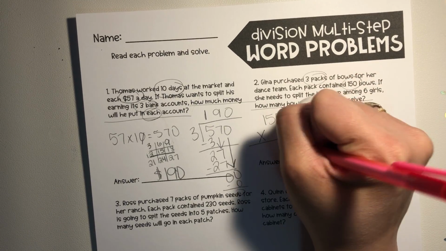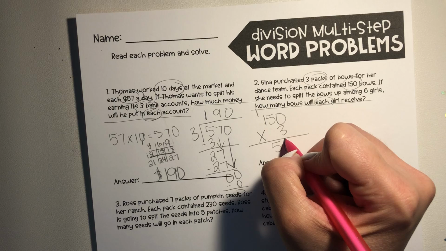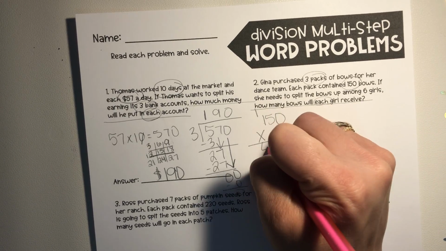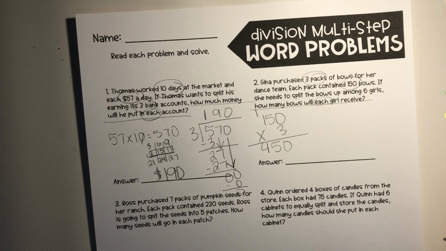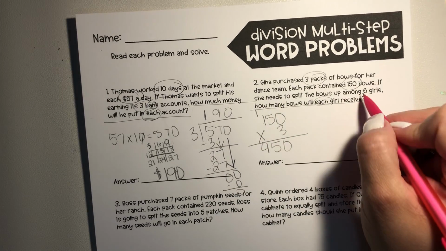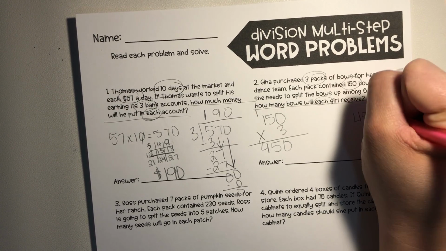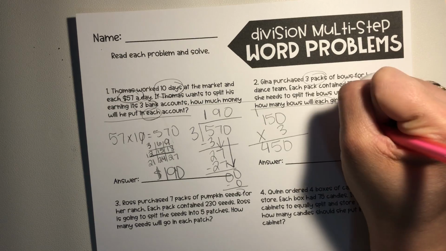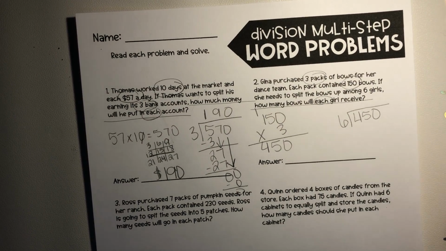0 times 3 is 0. 5 times 3 is 15. Carry over the 1. 1 times 3 is 3. 3 plus 1 is 4. So she bought a total of 450 bows. She needs to split this number among 6 girls. So I'm going to take that 450 and divide by 6.